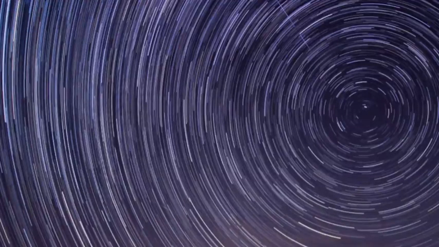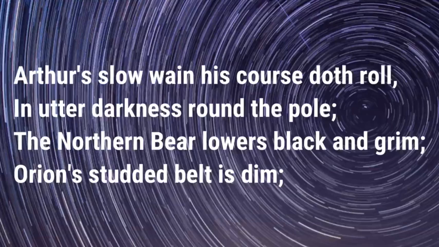In his 1805 work, Lay of the Last Minstrel, he states, "Arthur's slow wane his course doth roll, in utter darkness round the pole. The northern bear lowers black and grim, Orion's studded belt is dim." The symbolism speaks louder than the corrupted history.